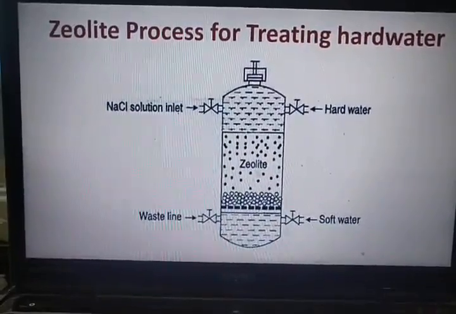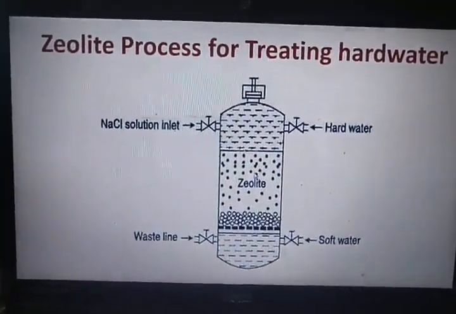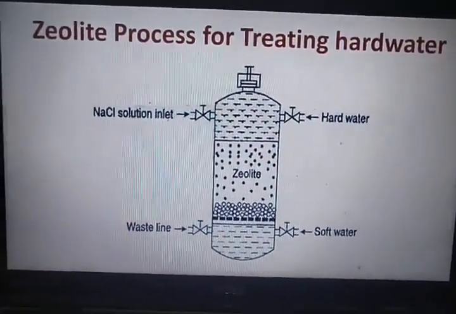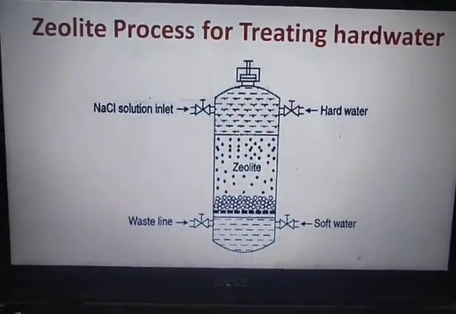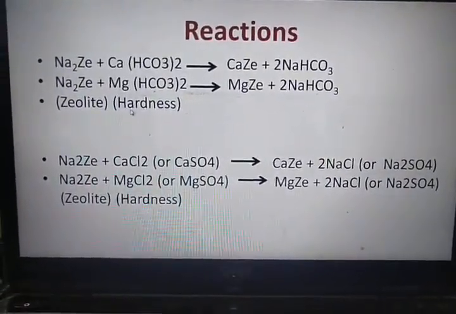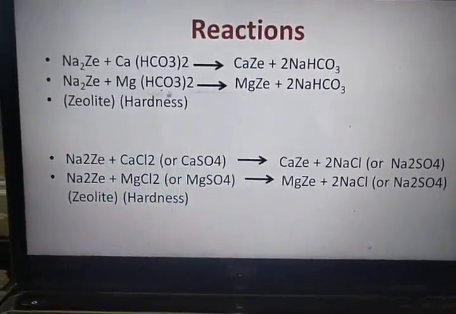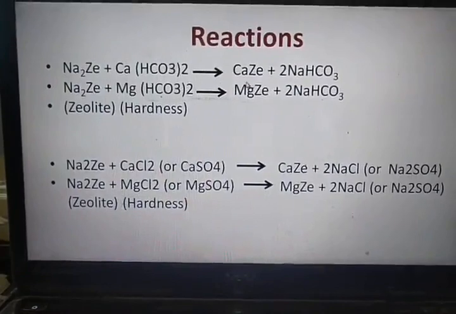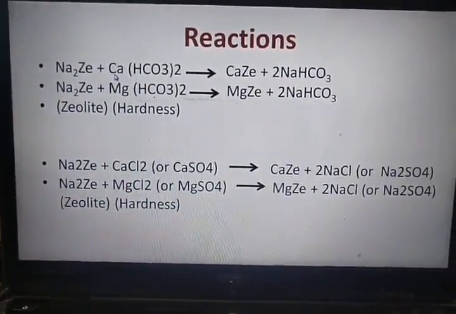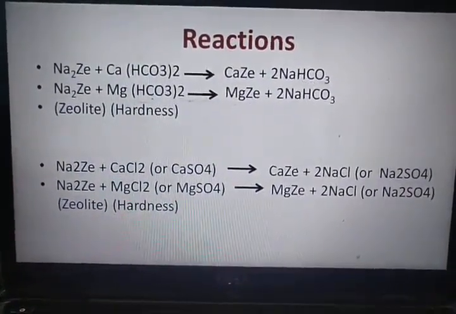When you pass the water through the bed of zeolite, the calcium and magnesium ions are removed as CaZe and MgZe, thereby removing the hardness. These are the reactions: Na2Ze will react with calcium carbonate, and Na2Ze will react with magnesium carbonate, and you will get the precipitate of this. You will get the removal of the CaZe along with the sodium bicarbonate.